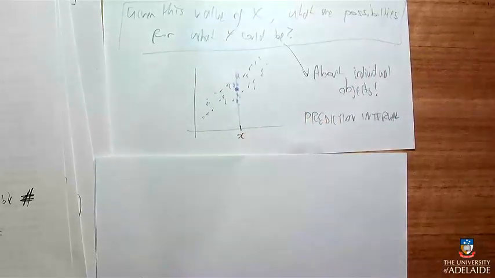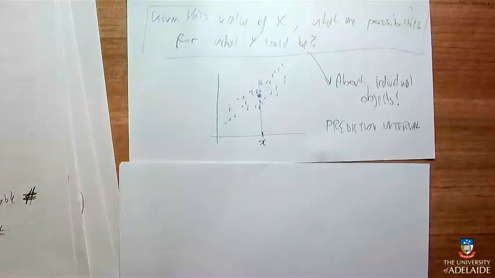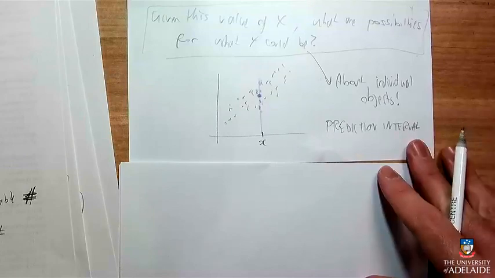I wish we spent more time doing prediction intervals not in the context of regression. It would make more sense, but we don't. So the difference is that your question needs to be about individual objects to be a prediction interval, and it's about the average when it's a confidence interval. And that may be hidden in the way the question is worded. Okay?